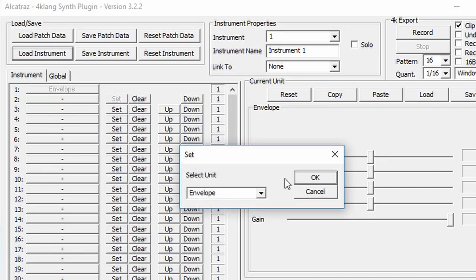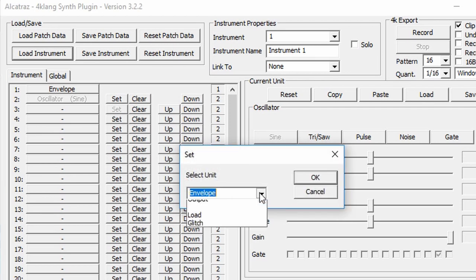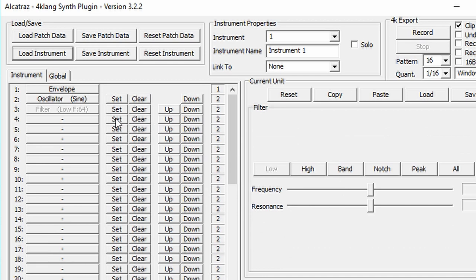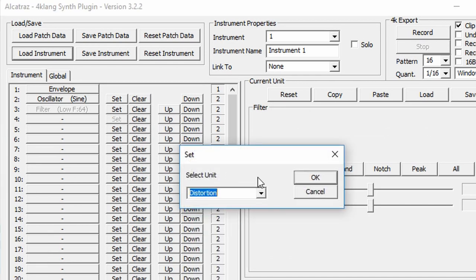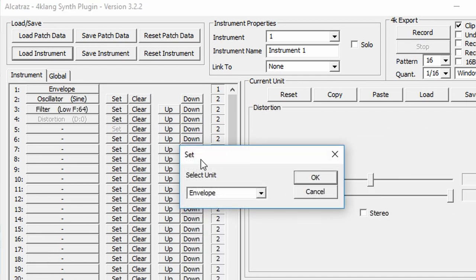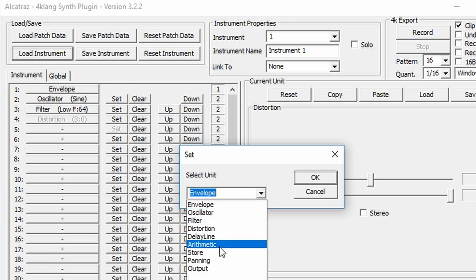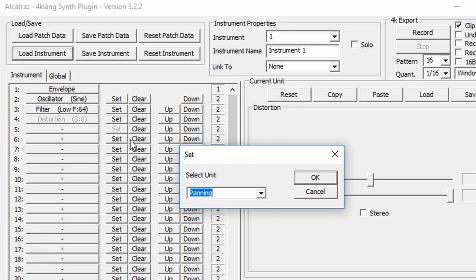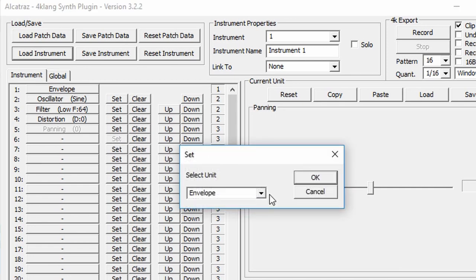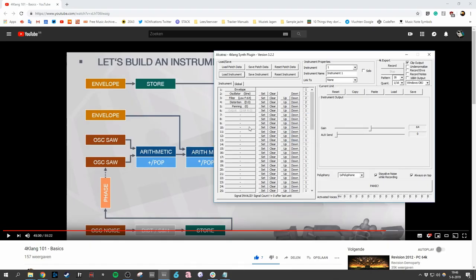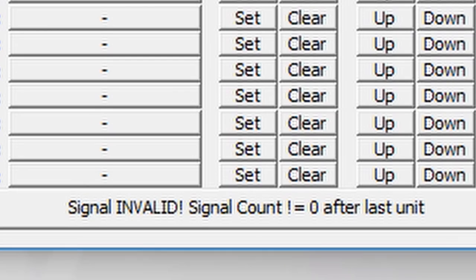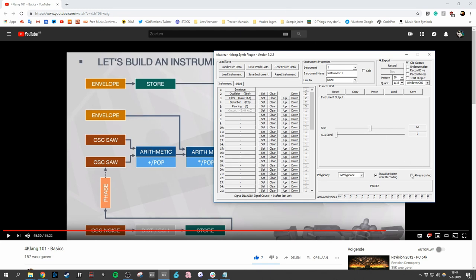So what I'm going to do is I'm going to create an oscillator. I'm going to make a filter and put down a distortion. And lastly, I'm going to put down panning and output. So this should basically be a working instrument, except it's not because it's already saying so at the bottom. So I'm just going to have to quickly check what I did wrong.